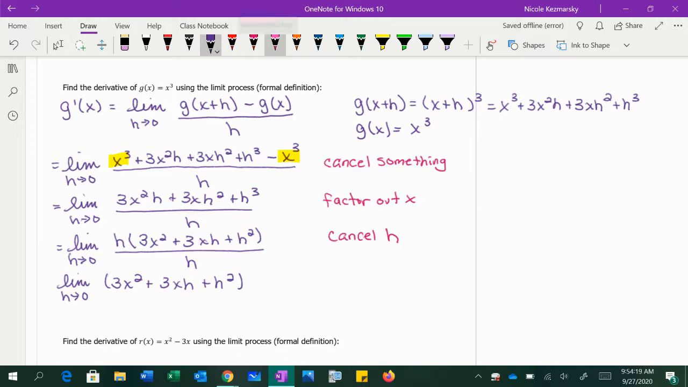Now that we've done that, we're going to go ahead and let h equal 0. When we do that, we don't need the limit notation anymore because that's actually taking the limit. So we're going to have 3x squared plus 3x times 0 plus 0 squared. And that's going to leave us with 3x squared. So g prime of x is 3x squared.